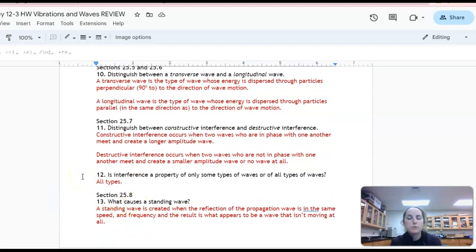Number 11, distinguish between constructive and destructive interference. So constructive interference is when two in-phase waves are going to meet. This would be like a crest meeting a crest or a trough meeting a trough. And so when they are in phase like that, we're going to have an increase in our amplitude. Destructive interference, think about like destroying something. This is when we have two out-of-phase waves that are coming to meet one another, so maybe like a crest meeting a trough. Okay, and what happens is the resultant wave is a cancellation of both of those things.